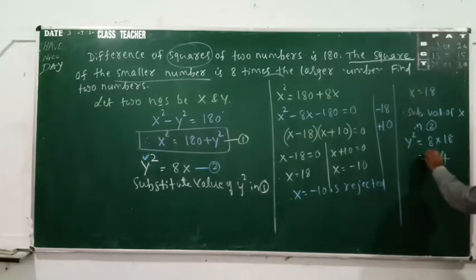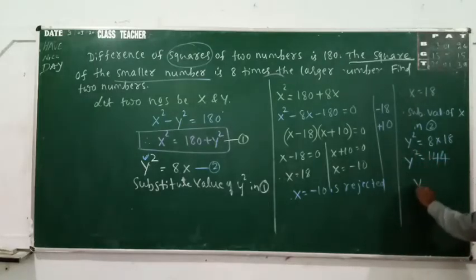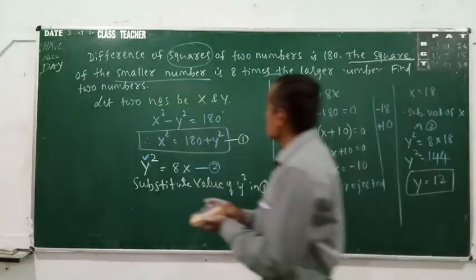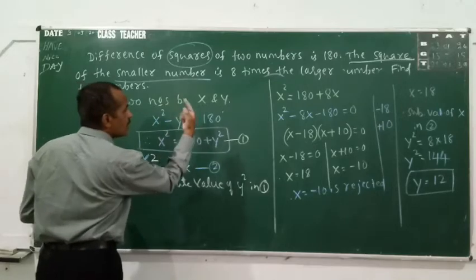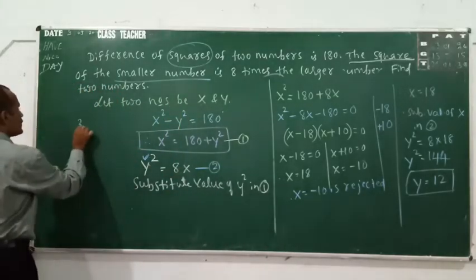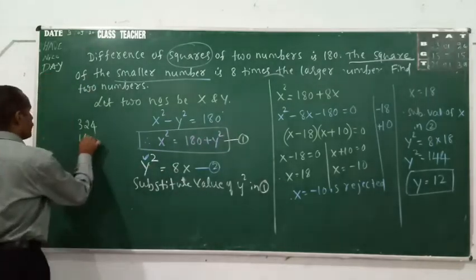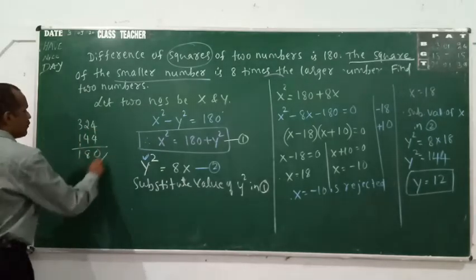8 times 18, 64 carry 6. Yeah, 144. y square is equal to 144. Therefore, y is equal to plus 12. So the two numbers are 18 and 12. If you want to verify your answer, see, square both numbers and subtract, your answer must be 180. See, 18 square, 324, 12 square, 144, subtract it, 180.